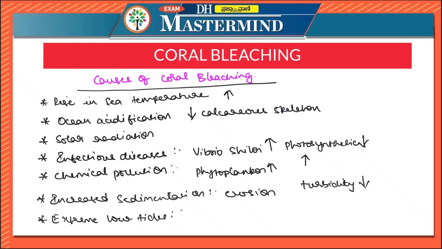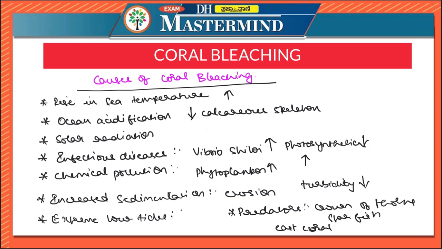Next very important thing is predators. Crown of thorns starfish. You might have heard this name. It is also called Acanthaster planci, also known as crown of thorns starfish. This starfish eats corals during nights. So this is detrimental. They may destroy the entire coral reefs if found in vast numbers.